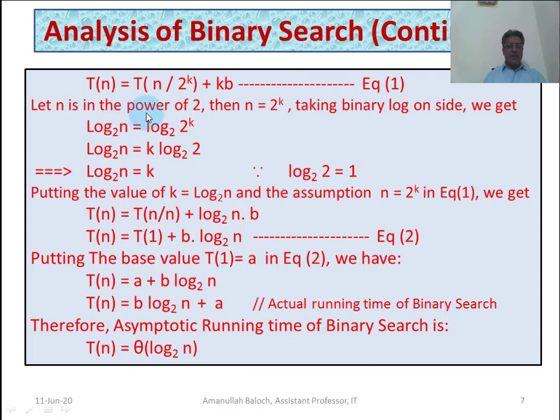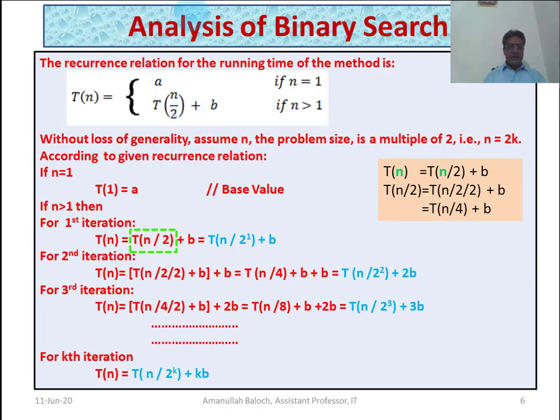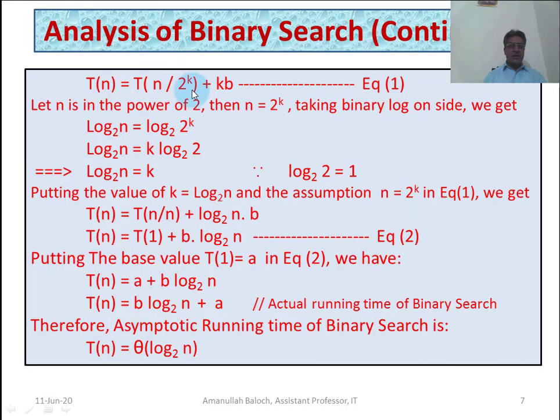Let n be a power of 2, as we have discussed earlier. For the sake of generality, we take that n is a multiple of 2, that is, a power of 2. The elements of the array are in powers of 2: there are 8 elements, 16 elements, 32 elements in an array. Then n can be written as n is equal to 2 to the power k. We take the binary log on both sides, log base 2 on this side and log base 2 on this side.